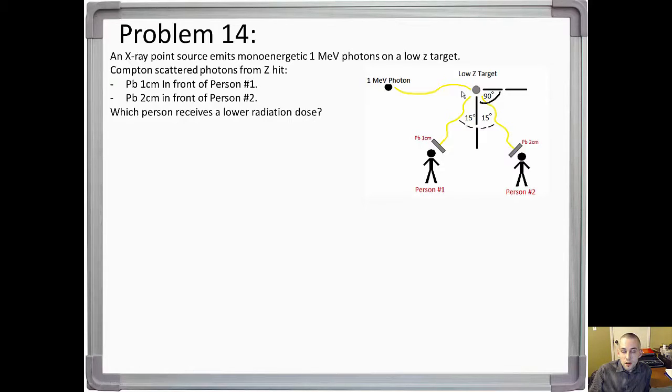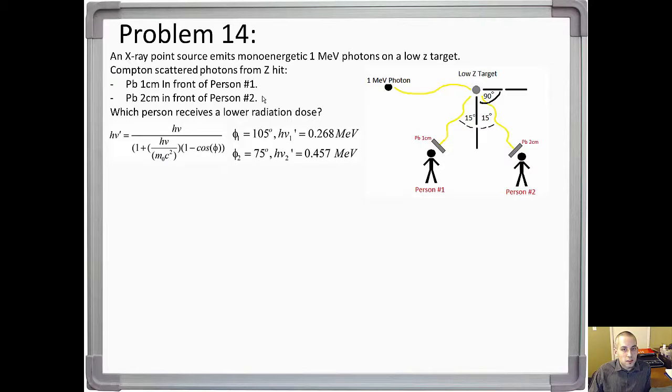So right off the bat, we're definitely going to need to know the scattered energies in each case. We're going to have to calculate an attenuation through each lead using each scattered energy. We're going to need the formula for collision kerma, and let's start working through it here. Okay, so here's our formula for the scattered photon, hν' = hν / (1 + ...). So let's go ahead and input the data for each scattered photon.